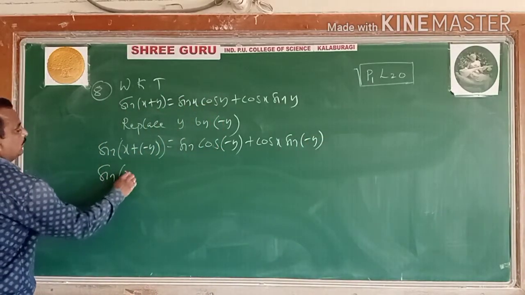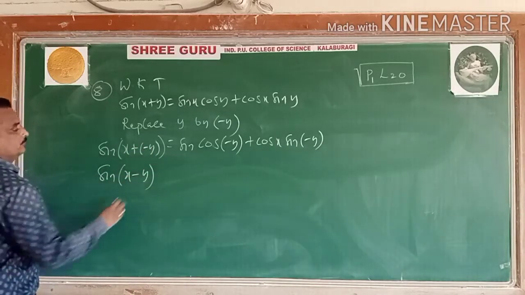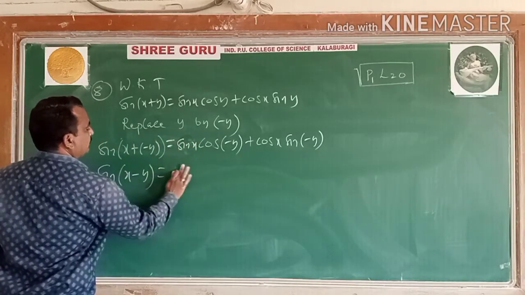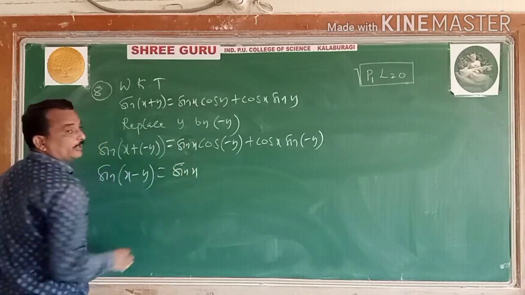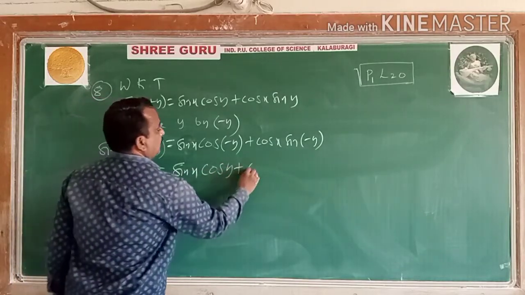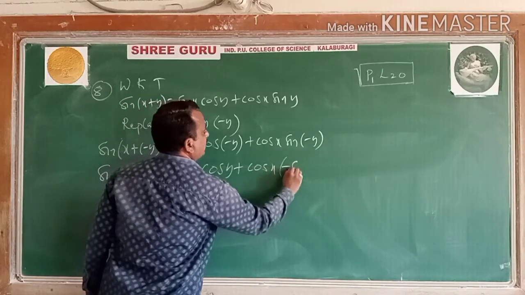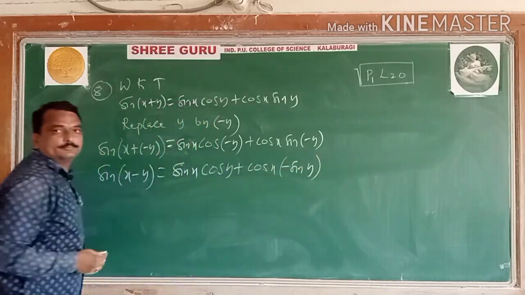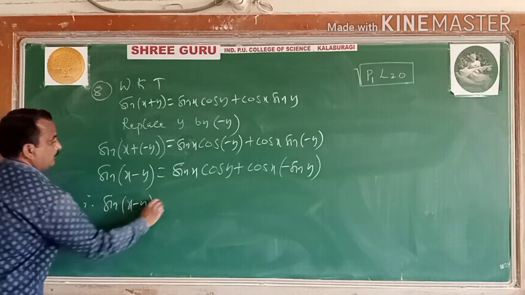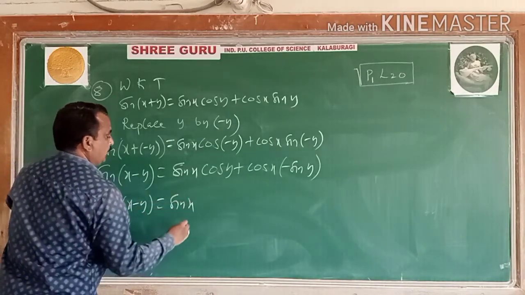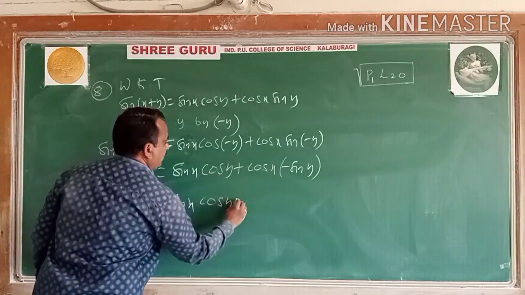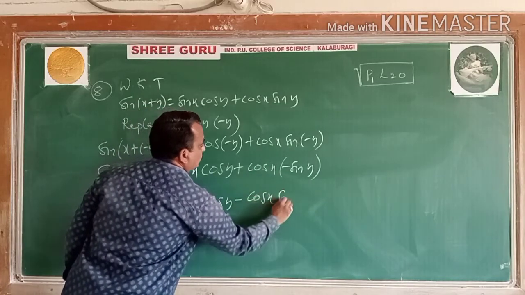So see what it becomes. Sin of x as it is. What is cos of minus y? Cos y. Plus cos x into, what is sin of minus y? It is minus of sin y. Therefore, sin of x minus y is equal to sin x into cos y minus cos x into sin y.